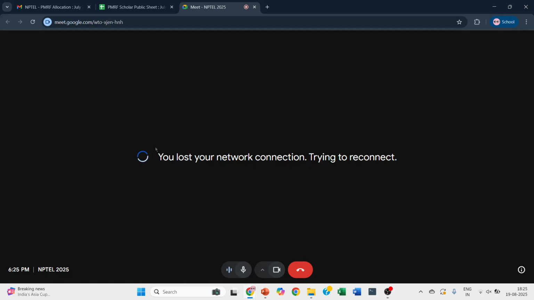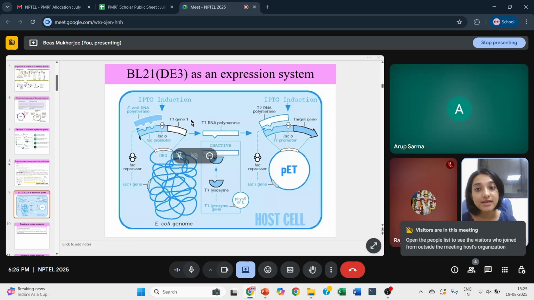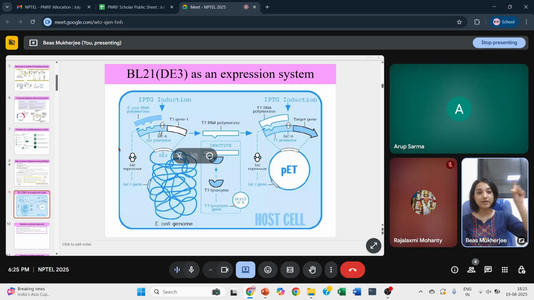But when you're adding IPTG in the media, that time this T7 gene is expressing, because the lac repressor is no more able to bind to the lac operator, and therefore E. coli RNA polymerase is coming and binding to the promoter region, and that is why T7 RNA polymerase is expressing.